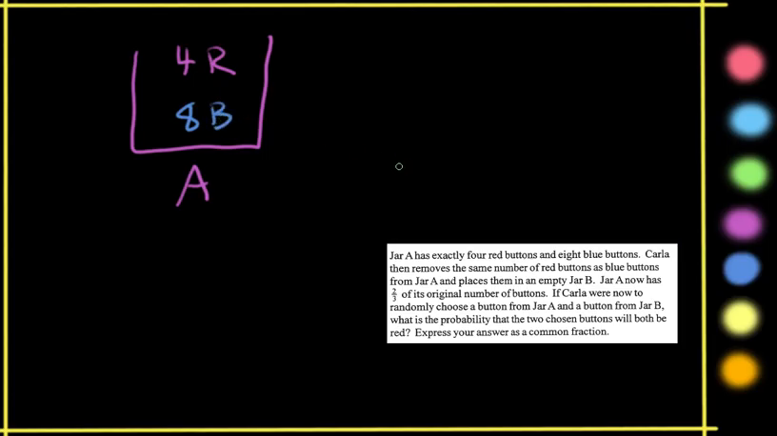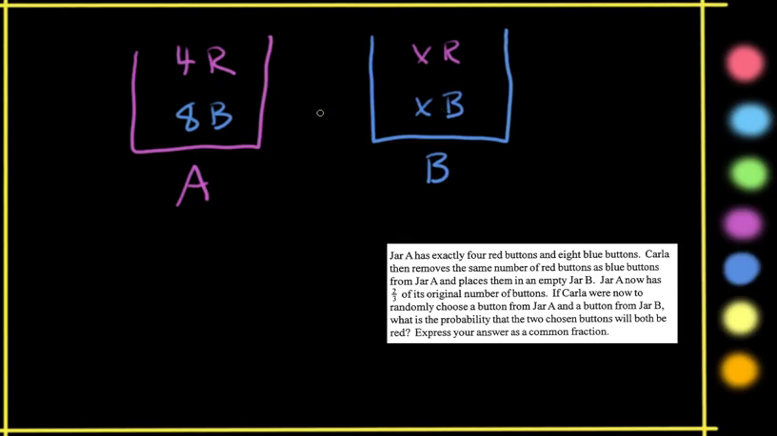Okay, and that says Carla removes the same number of red buttons and blue buttons from jar A and places them into the empty jar B. Okay, so this is jar B over here, and it gets X. We don't know the number yet, but it gets X red, and it gets X blue. And then once she does that, now A is going to have, instead of having 4, 4 minus X red, and instead of having 8, it's going to have 8 minus X blue.